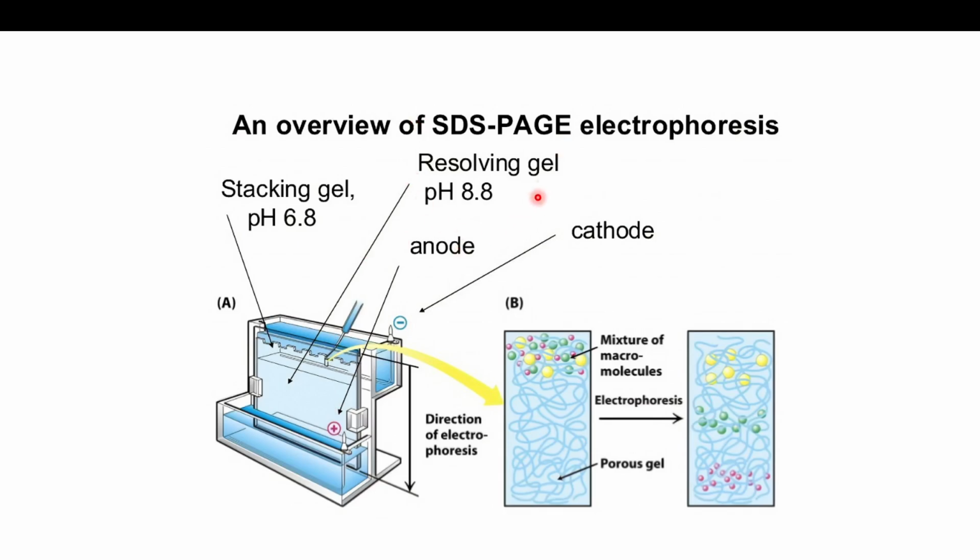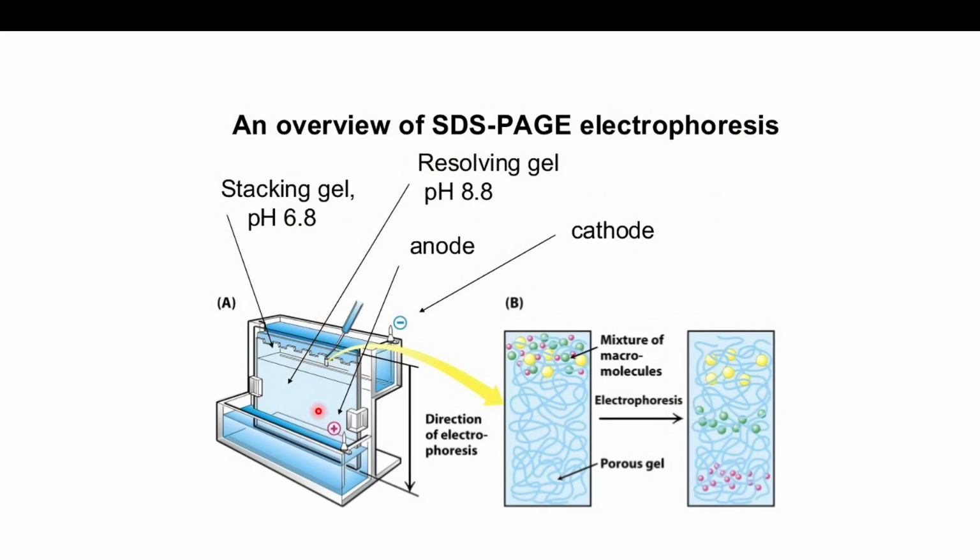It has two kinds of gels. One is the resolving gel, wherein the actual separation of your molecule of interest happens. It is at a particular pH of 8.8, and there's the stacking gel above the resolving gel, which is at pH 6.8. We will eventually study the significance of these pH values. In general, this is the direction of the electrophoresis, from top to bottom, and these are the wells wherein you load your samples.